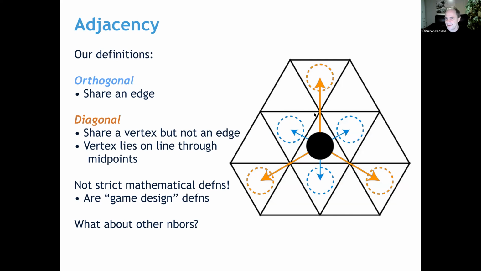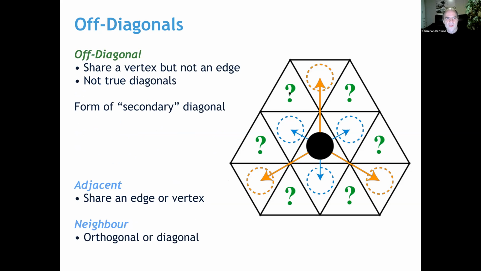So these aren't the strict mathematical definitions of the terms orthogonal and diagonal, but these are the way that game designers would understand these terms. So we've gone with the common usage or the game design definitions where we can. Now you'll notice that there are some cells here that haven't been labeled yet. We describe these as off diagonals.